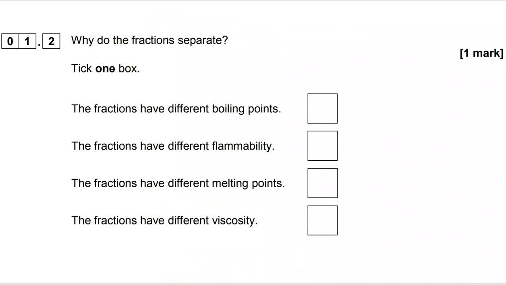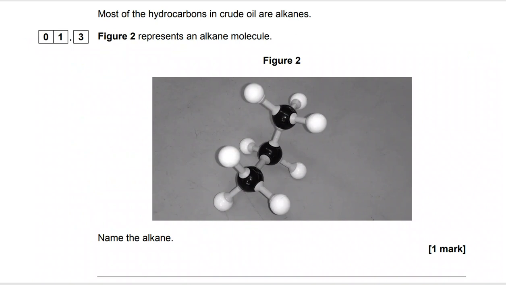1.2, why do fractions separate? Well, we've already touched on that. It's that the fractions have got different boiling points. They do have different viscosity, melting point and flammability, but it's the boiling point that actually determines where they condense, moving up the column. 1.3, we've got an alkane molecule.